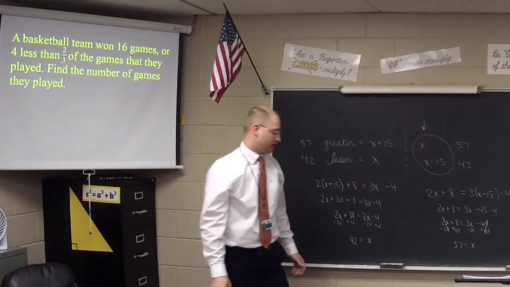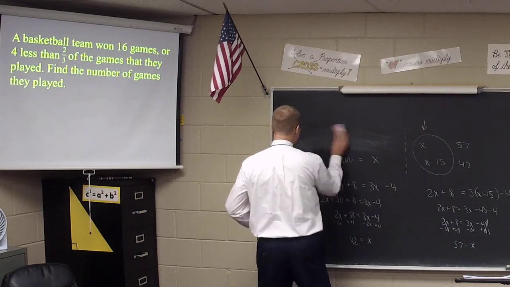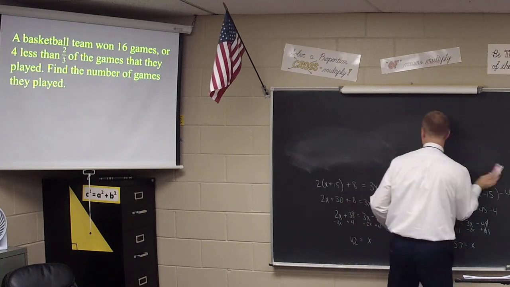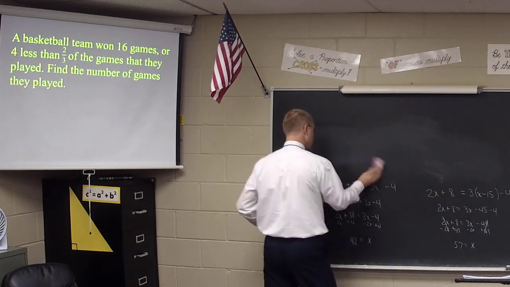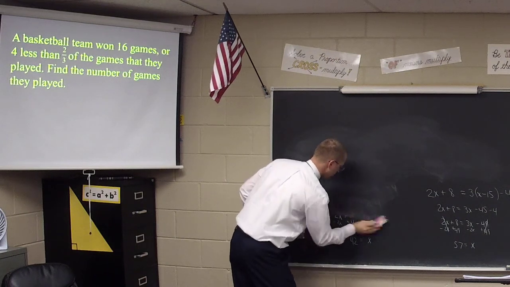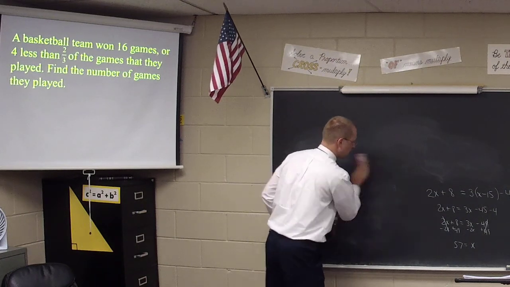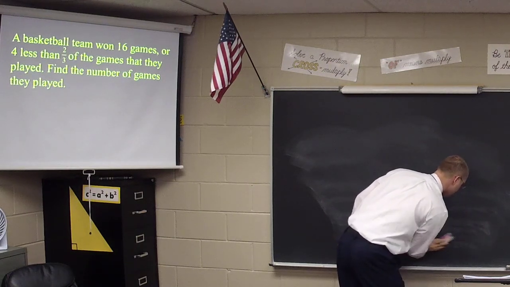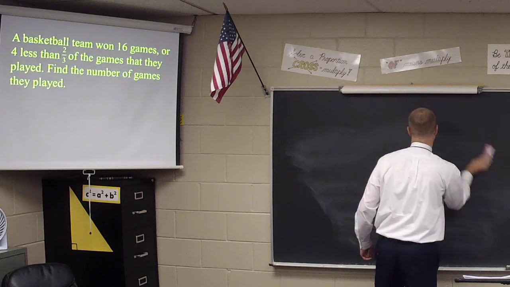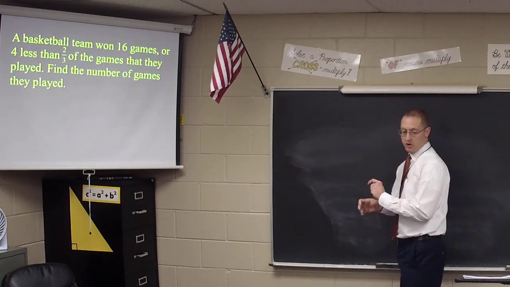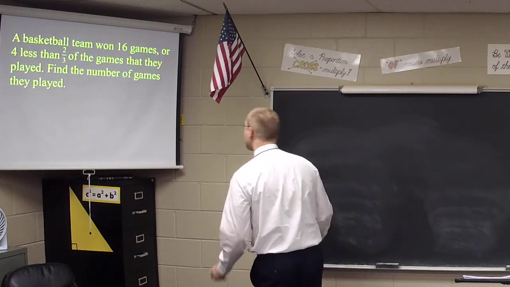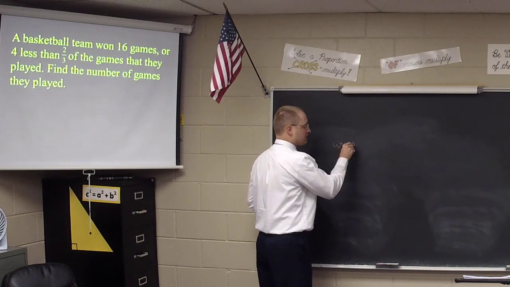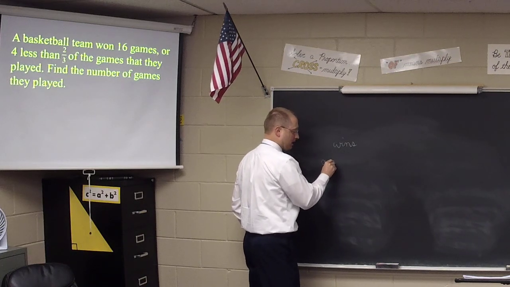Let's have Lana go and read the scores. A basketball team won 16 games, or 4 less than 2/3 of the games that they played. Find the number of games they played. All right, how many unknowns do we have here, Lana? 2. What are they? Won and lost. No, I mean, won and played. The games they won, so we'll say wins, and games played.